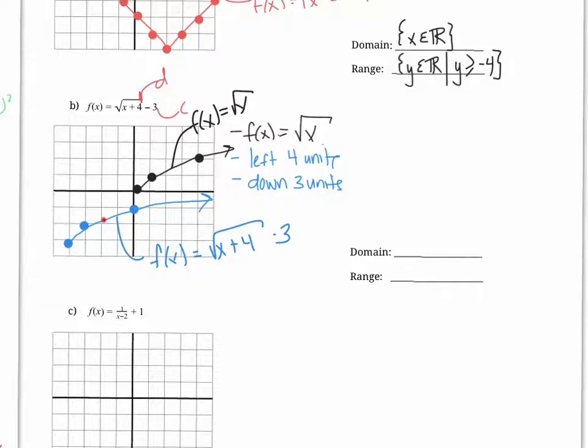Can it be -1, -2, -3, -4, -5? It cannot. So x is only going to exist when it is greater or equal to -4. So x is greater than or equal to -4. How about our range? Can y be 0? This eventually will hit 0. It will eventually also hit every positive number. So y can be 0 and anything positive. It can be -1, -2, -3, and after -3 it stops existing. So y has to be greater than or equal to -3.